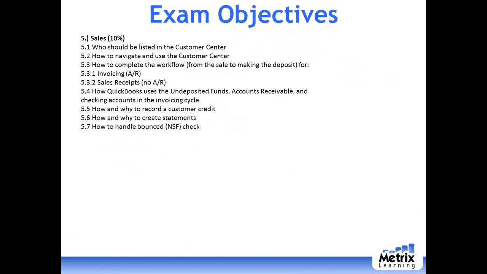Part number 5 is sales. This is 10% of the questions that are asked, so approximately 5 questions total. You'll want to know the 5 ways to record sales. This is invoices, sales receipts, statement charges, deposits, and through Excel, Petrie, or another QuickBooks compatible program.